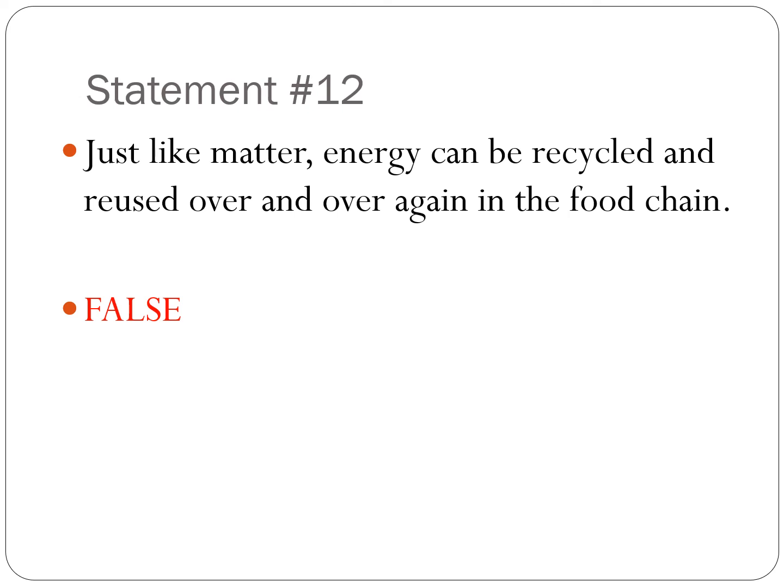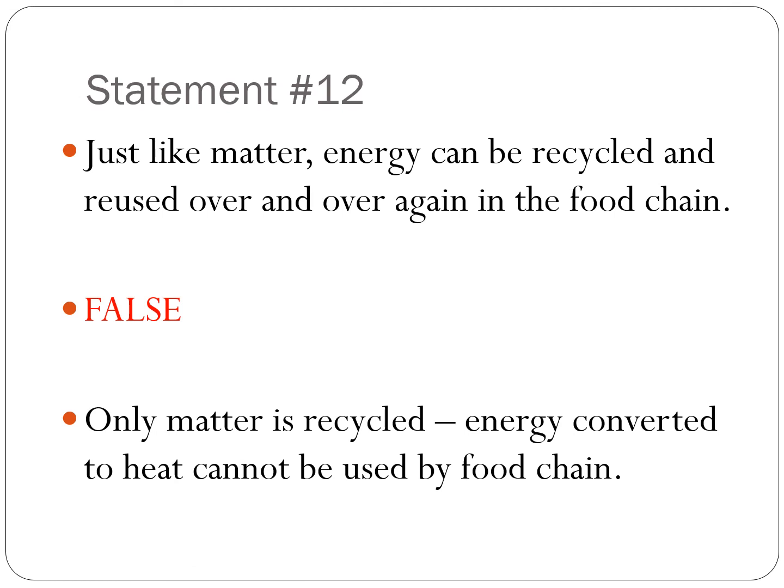Remember, as energy is passed through the food chain, some of it becomes heat. We can't eat heat. It doesn't factor back into the food chain. So only matter is recycled. Energy converted to heat cannot be used by the food chain. You can't use heat to power photosynthesis, and you can't eat heat. So the heat is lost to the food chain. So we constantly need photosynthesis and the sun to power that photosynthesis to give us that high quality energy to support the food chain.